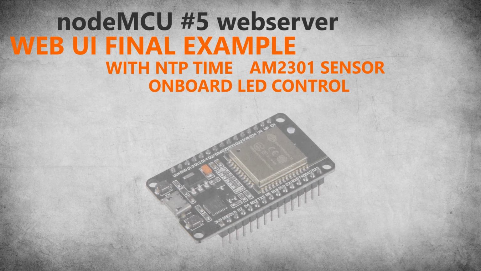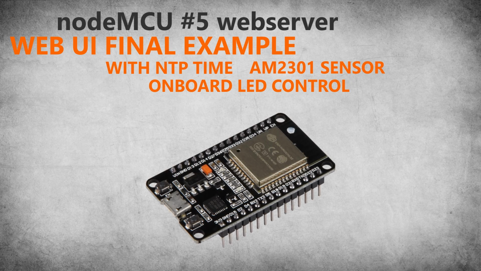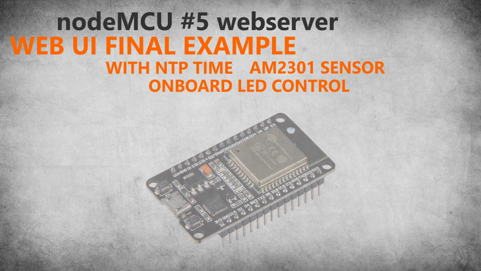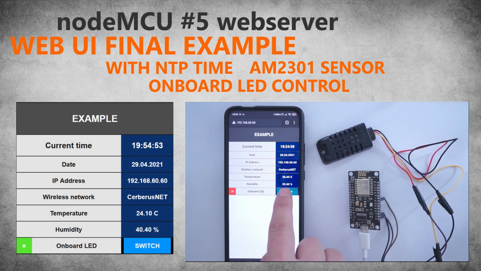Hello everyone. This is the fifth part of nodeMCU web server series of tutorials. In this part we will combine all previous information and build a very simple web page for nodeMCU to display data from AM2301 temperature and humidity sensor and to control state of onboard LED.